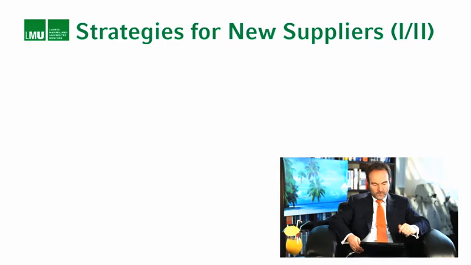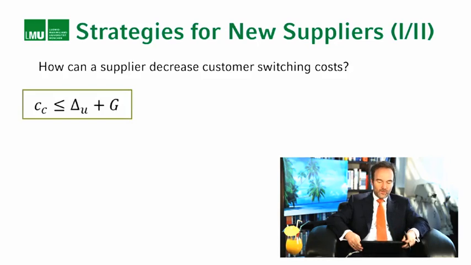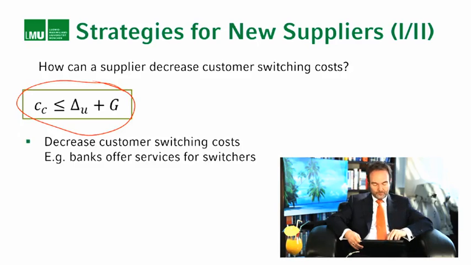We're about to look at the strategic options with which our competitors will most probably seek to break our consumers' loyalty and establish themselves as suppliers. So basically, the strategies for new suppliers all refer to the question of how a new supplier can decrease consumer switching costs. In other words, how can we most successfully, as a new supplier, influence this inequality? What makes this inequality be met most easily? Well, we can either decrease consumer switching costs.